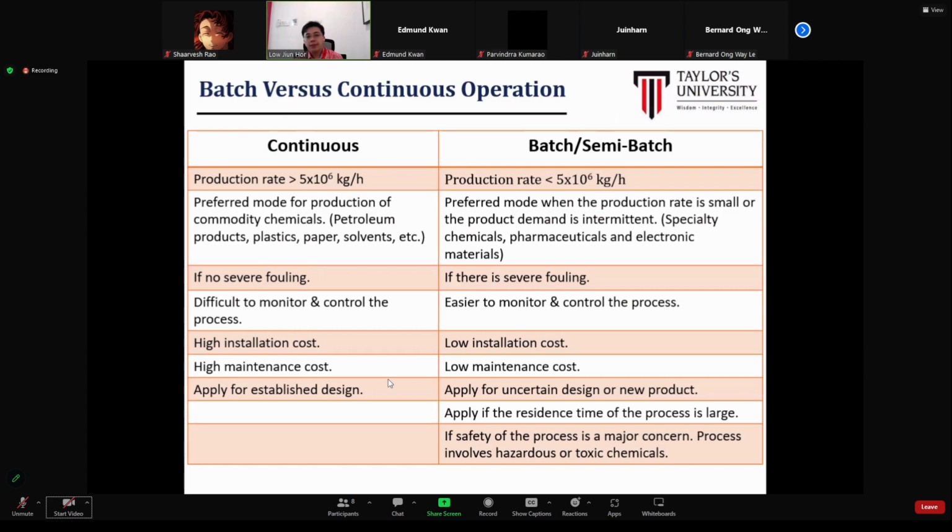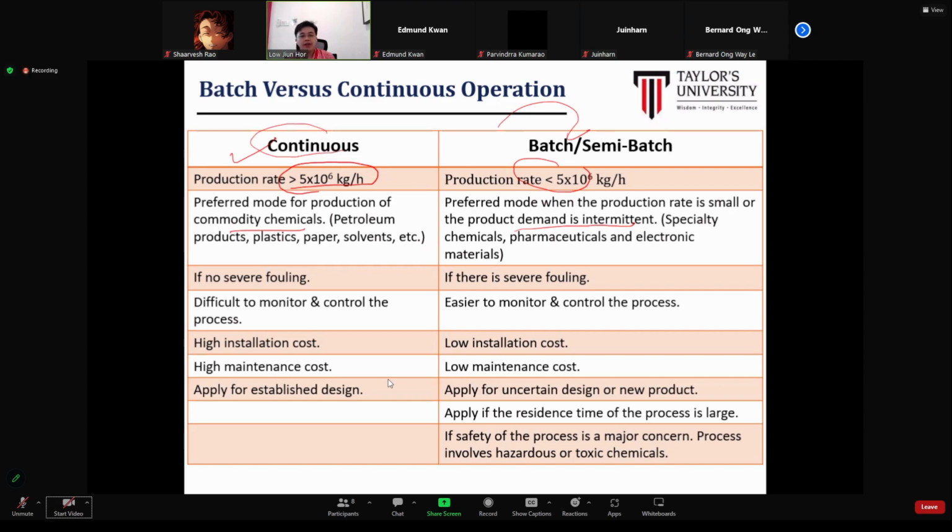Here is the comparison between the continuous and the batch operation mode. You see, for continuous process, normally we will only apply it if the production rate is higher than 5 multiplied by 10 power of 6 kilograms per hour. If not, then normally we prefer the batch operation, normally used to produce common chemicals. This one is good if the product that you are going to produce is intermediates.